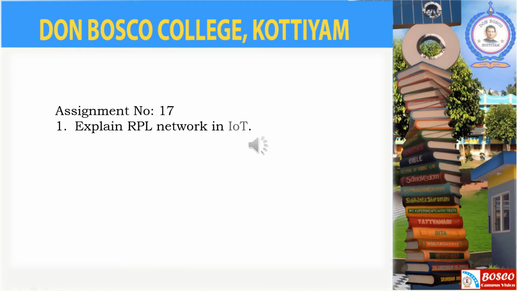So here is the assignment question. Explain RPL network in IoT.